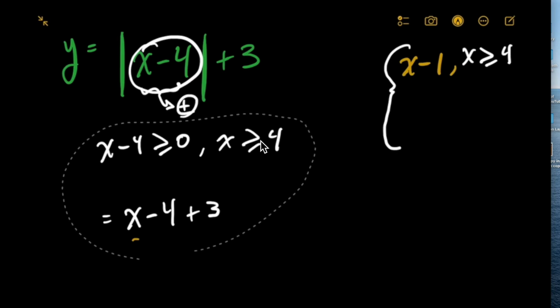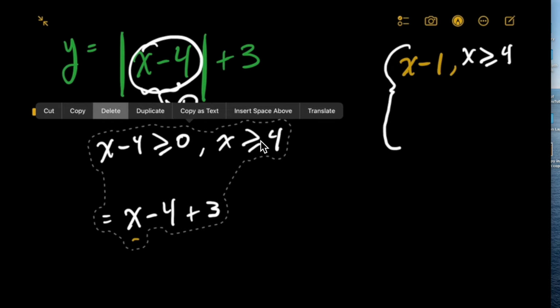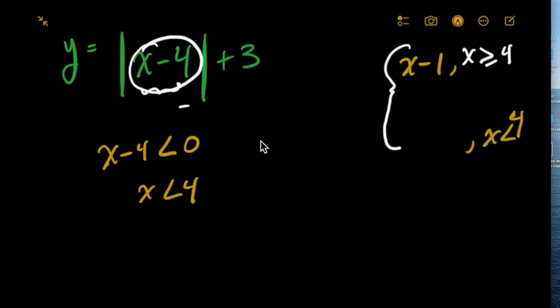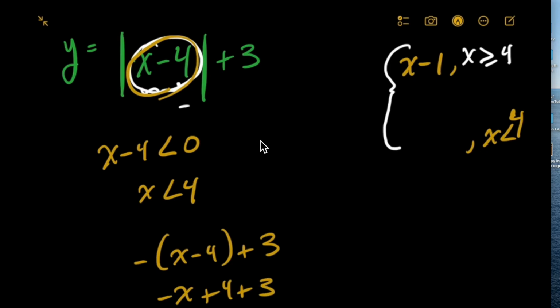Okay, next we're going to set the inside of the absolute value to a negative value. Specifically, we're going to set x minus 4 less than 0. x is going to be less than 4. So down in this portion, x is going to be less than 4, and we are going to use the opposite of this function and then simplify. This is going to be negative x plus 4 plus 3, and your final answer here is going to be negative x plus 7.